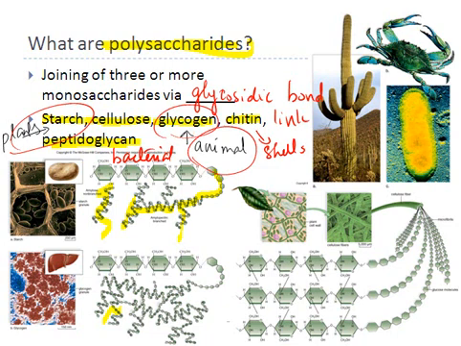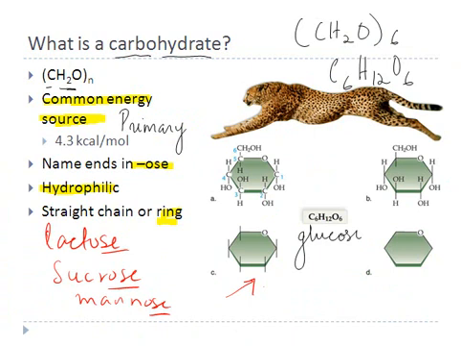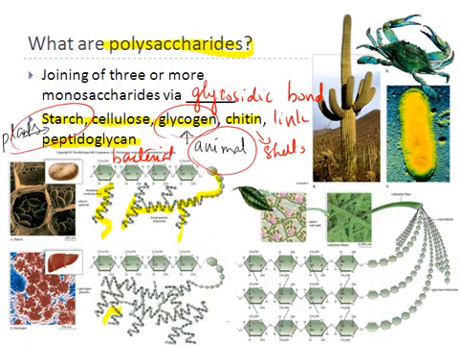Now, the energy generated by most of these reactions is about 4.3 kilocalories per mole. You will see later that lipids give you a much higher energy content. The first source of energy is usually carbohydrates. So this concludes our section on carbohydrates.